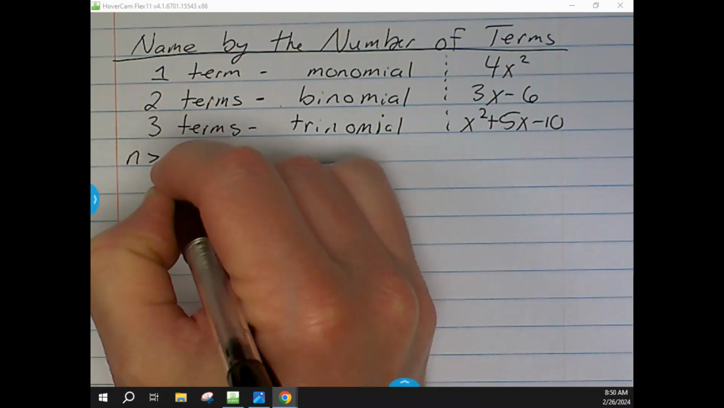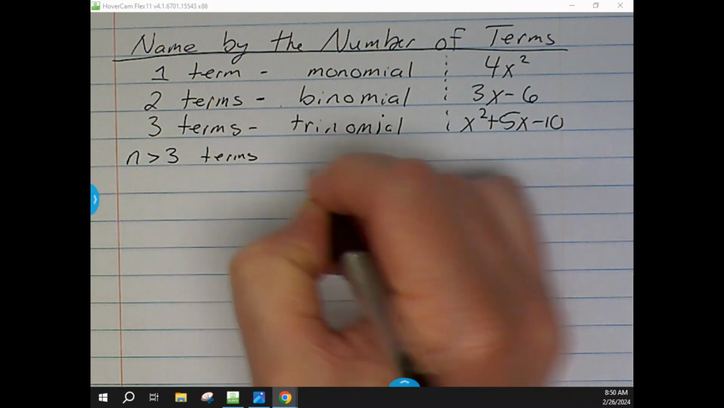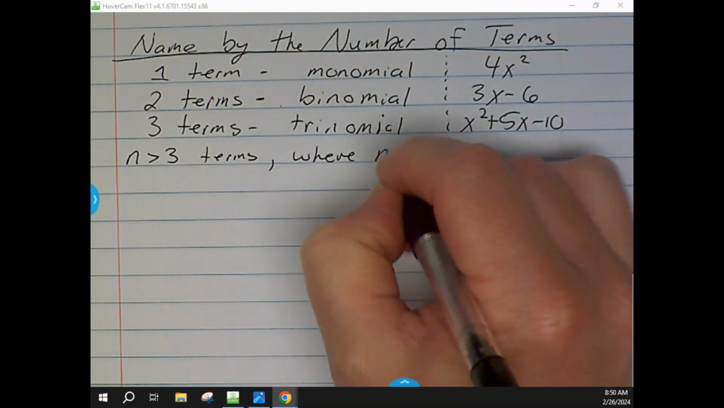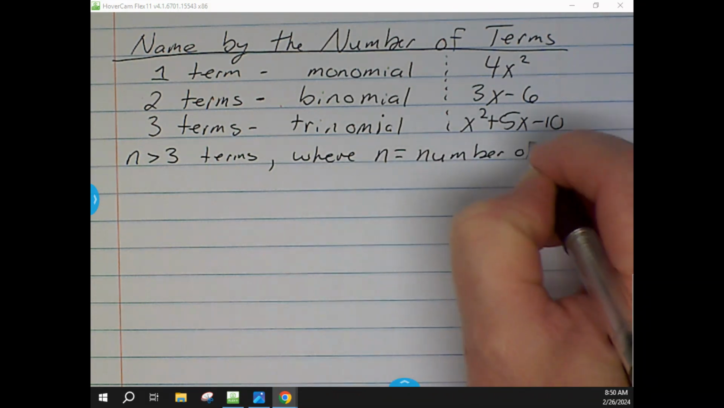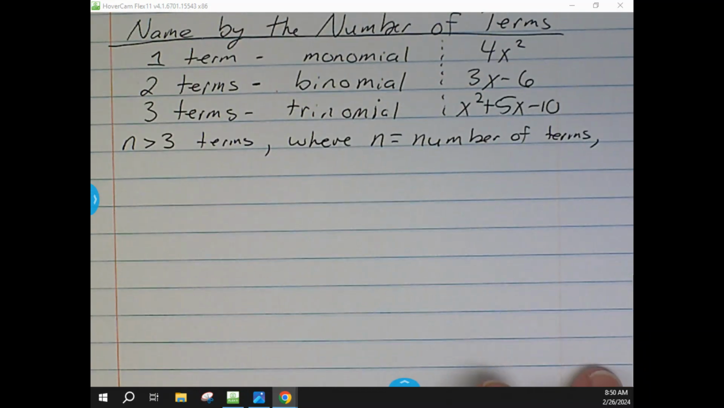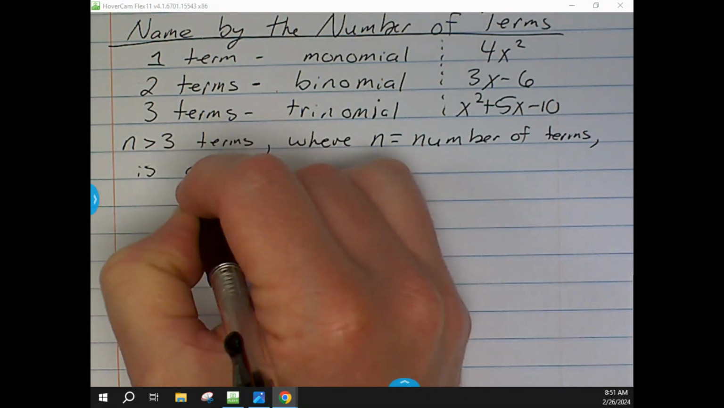if you have greater than three terms, a lot of times they'll say this where you've got n greater than three terms, where n is your number of terms. If it's four terms, or five terms, or six terms, or seven or eight terms, whatever it's going to be, basically it's just called an n-term polynomial.